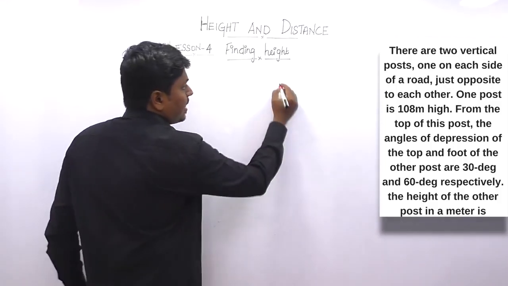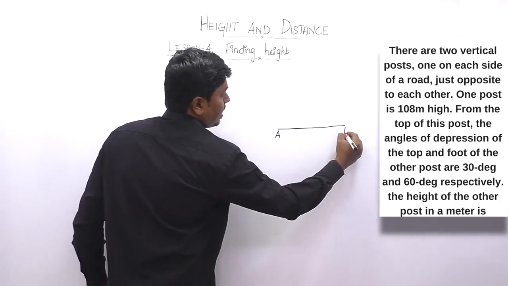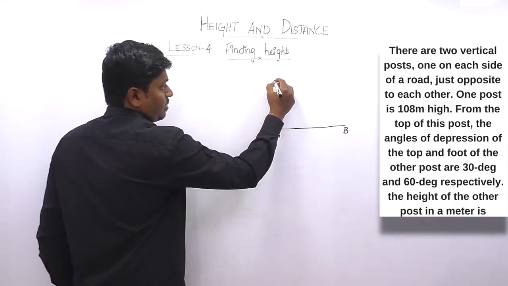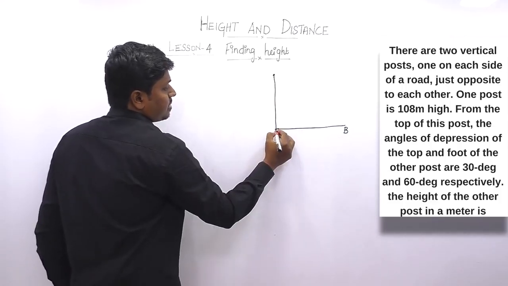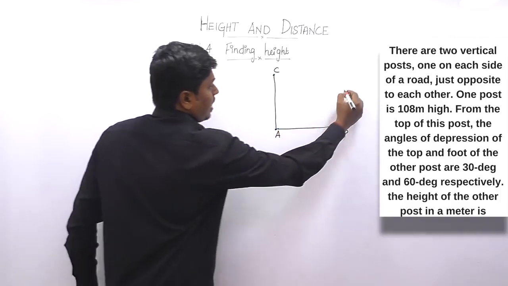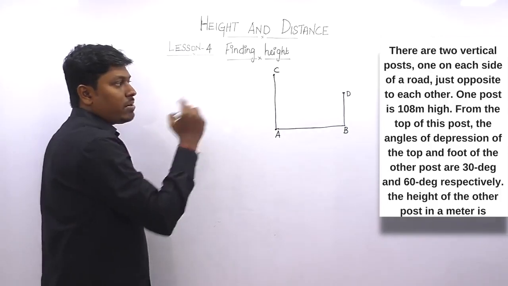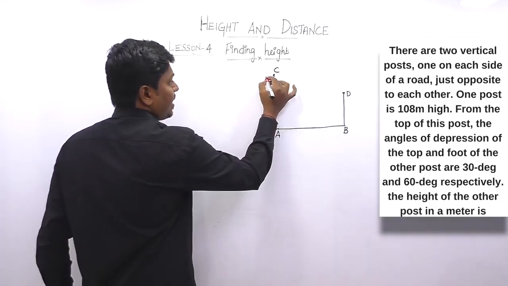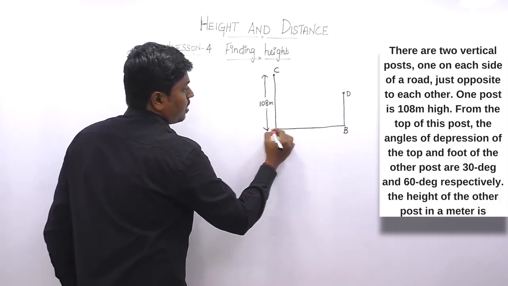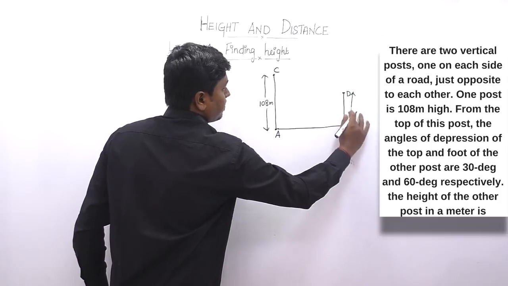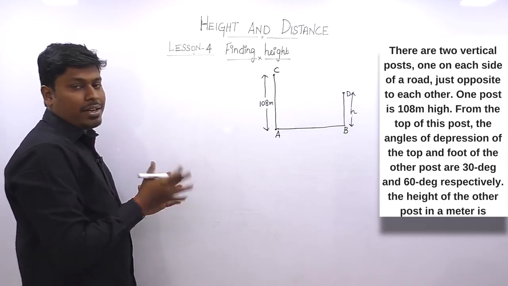So first of all, let me draw the diagram, friends. Let us assume this will be the road. I'm going to assume A and B are on the road, and a post is located on both sides. On one side, assume this is AC, post number 1, and BD, post number 2. We already know that one post's height is given, which is 108 meters, so we can mark this as 108 meters. Our target is to find the height of the next post. Assume that h is the height of the next post.